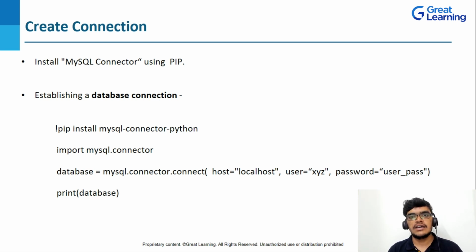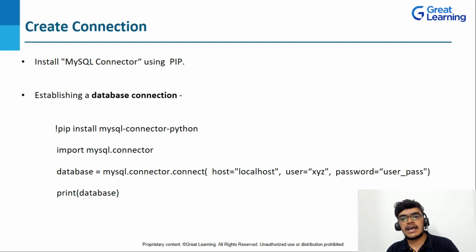Now after that, I want to establish a database connection. So how to do it? We have already seen how to install MySQL connector, so I will just write here exclamation mark pip install mysql-connector-python. And after that I will import this. I will just write here import mysql.connector. Now for establishing a database connection, I will write a variable database in which I will assign mysql.connector.connect.